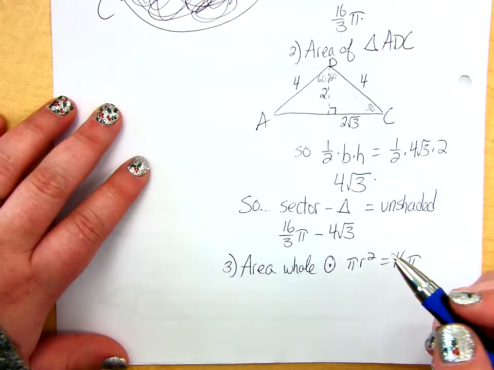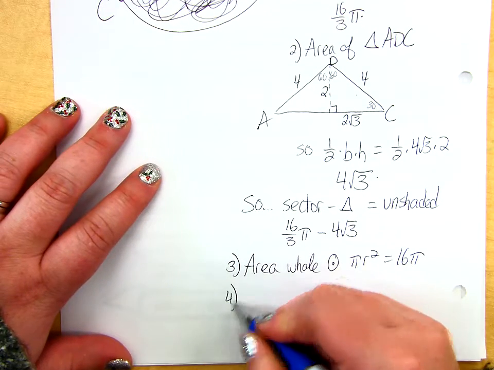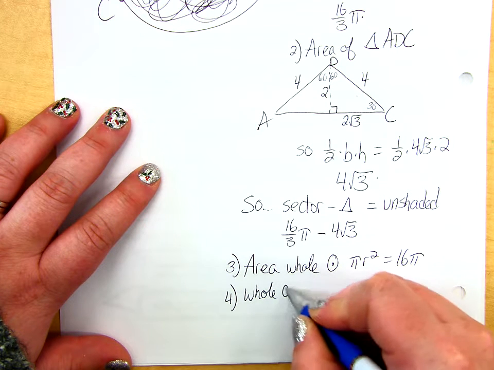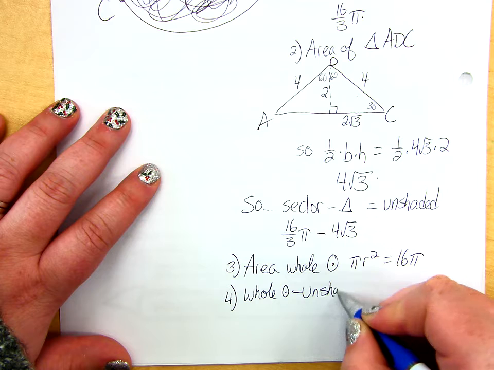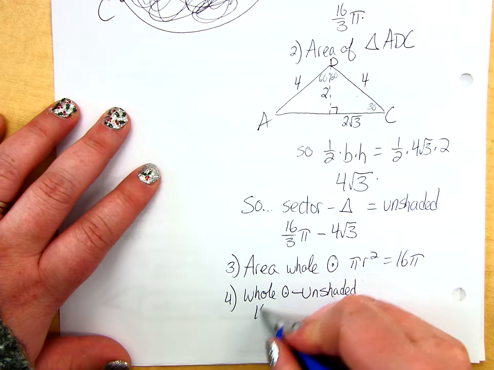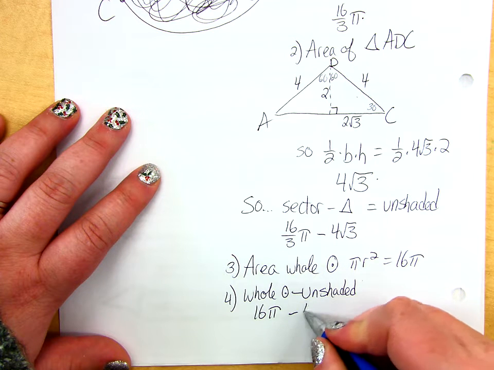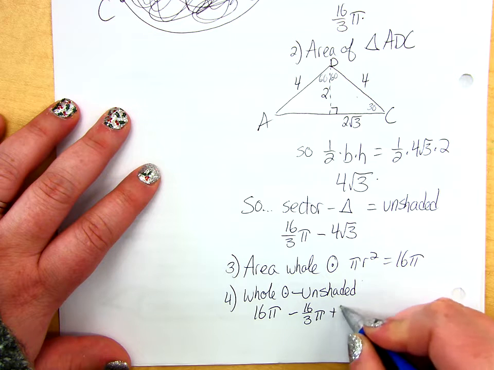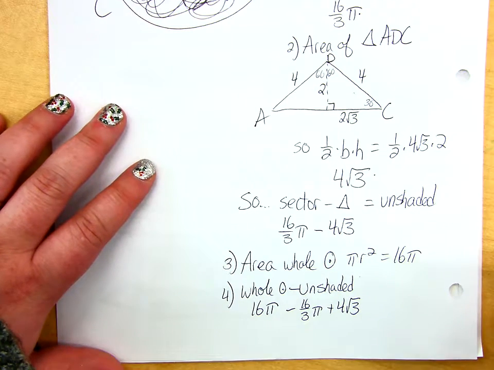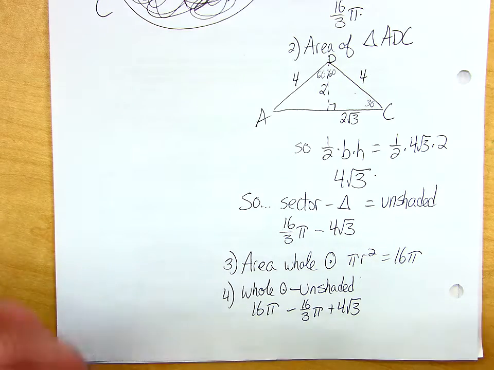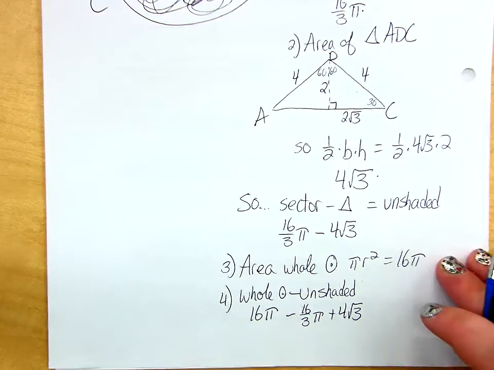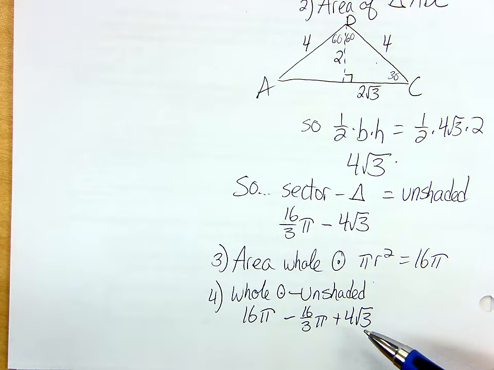So, the area of the whole circle, so whole circle minus unshaded, that would be 16 pi. Now be careful, you have to minus this whole thing. So it's really minus 16/3 pi plus 4 root 3. Right? Because I'm subtracting the quantity. So that's my exact answer.